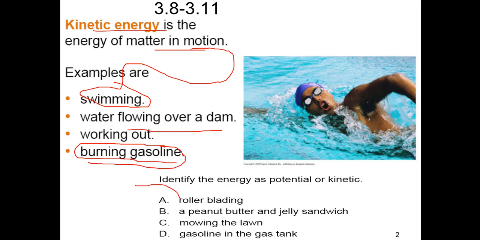So these are pretty straightforward examples. Rollerblading, that's going to be kinetic. Anything with movement would be kinetic. Anything stored, such as a sandwich, that's potential. Mowing the lawn is kinetic. Gasoline in the gas tank, that is potential. Now, igniting the gasoline so it's on fire, then that would be kinetic.